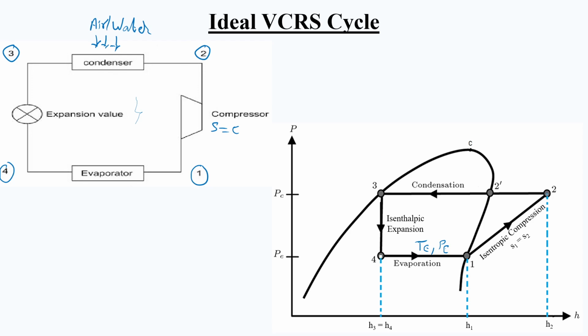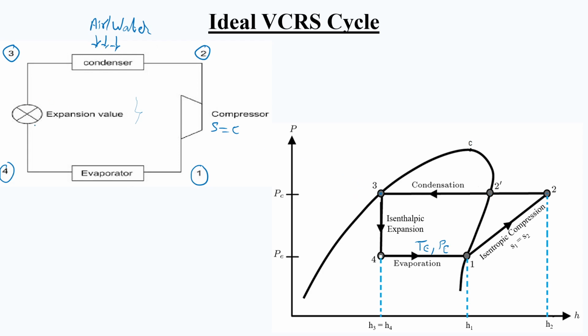First of all, the superheated vapor gets converted from 2 to 2 dash, that is, to saturated vapor, as shown here. Then again, the cooling air or cooling water will be circulated in the condenser, where the refrigerant will start to change its phase, and finally it will come out of the condenser as a saturated liquid, or state 3, as shown here.